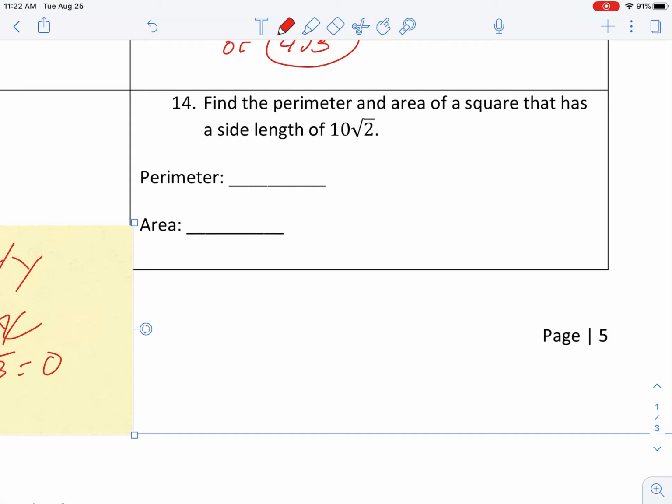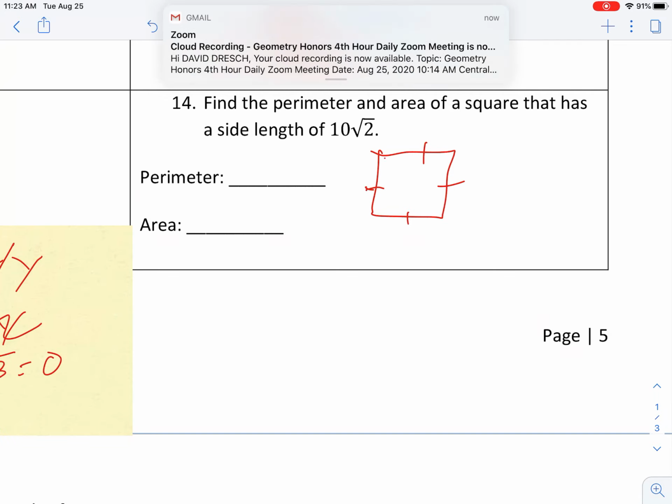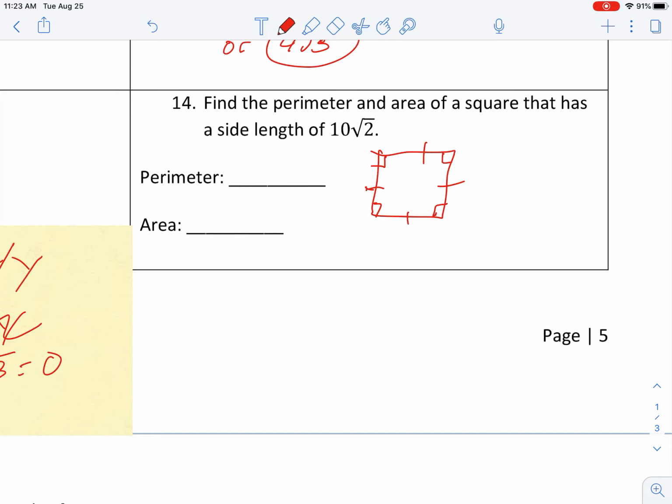What's one of the things we note about a square? All sides are the same, and all those tick marks as I just drew out, that means all sides are the same, and all the angles are what? Right angles, okay? So we got ourselves a square, and it tells me the side length of a square is 10 root 2. So that tells me if one side's 10 root 2, how many sides do I have that are 10 root 2? 4 of those, okay?